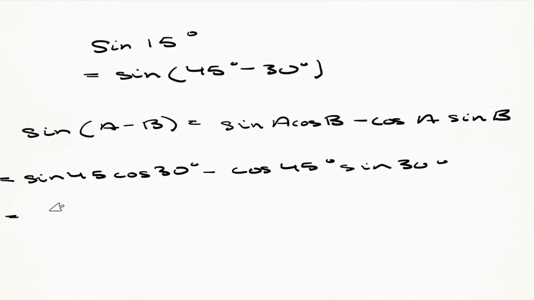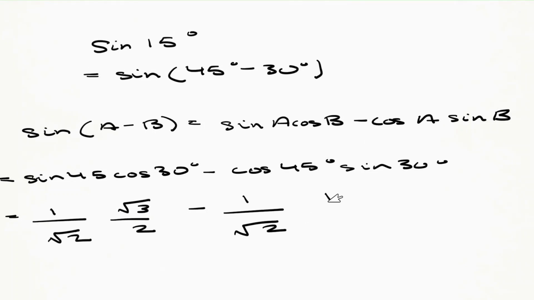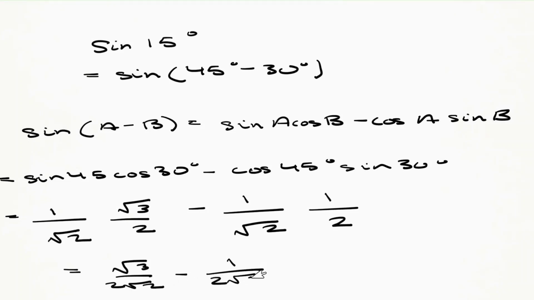We know that sine of 45 from our values is 1 on root 2, and cosine of 30 is root 3 on 2. Cosine of 45 is the same as sine of 45, which is 1 on root 2, and sine of 30 is a half. So simplifying all this, we have root 3 over 2 times root 2 minus 1 over 2 times root 2. That's equal to root 3 take 1 over 2 times root 2, and that's what we get for sine of 15.